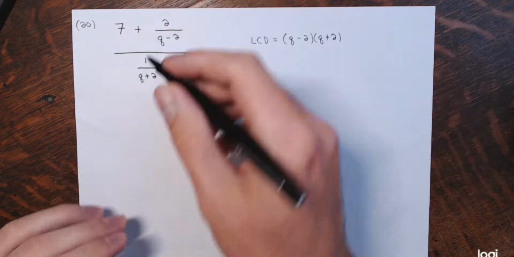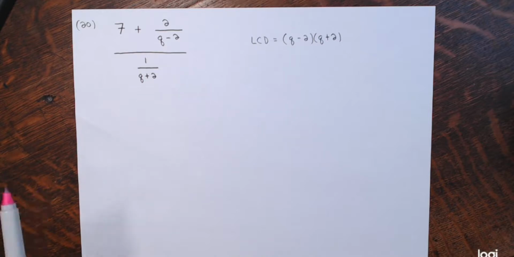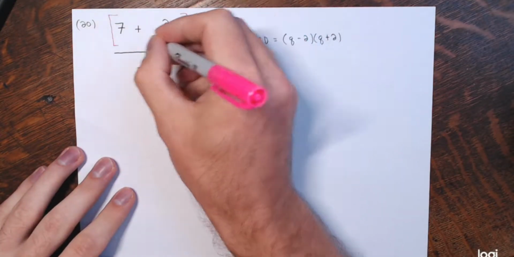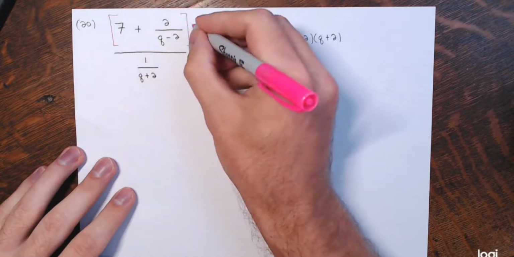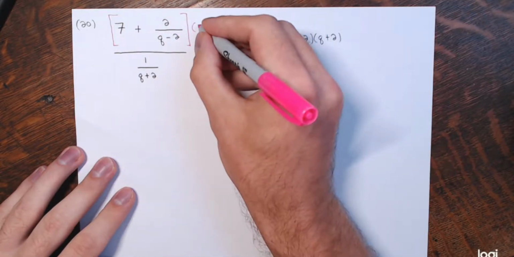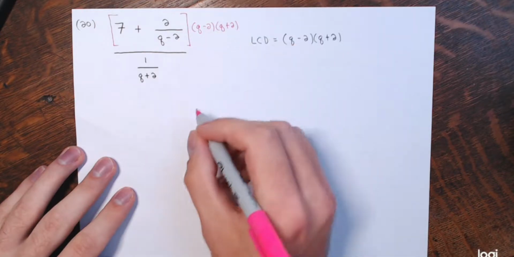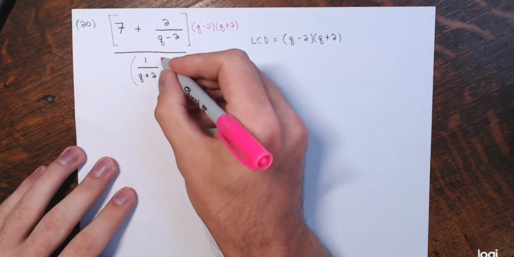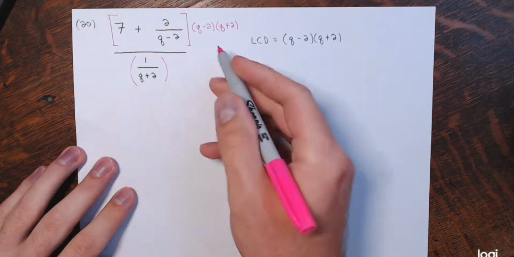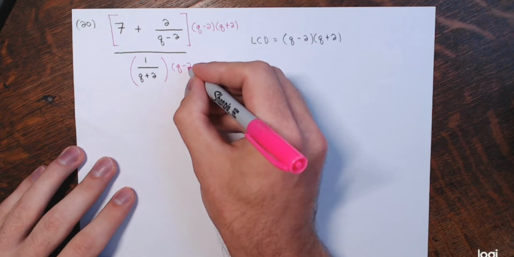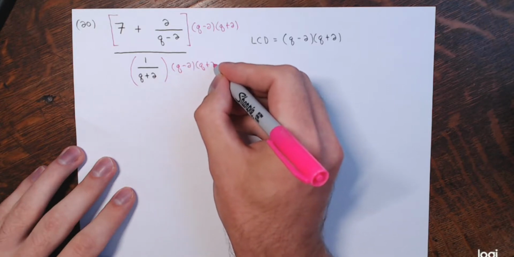Then I multiply the numerator and denominator of this expression by the LCD. Now the numerator has two terms, so I'm going to be distributing the LCD. So I'm multiplying by q minus 2 times q plus 2. And the denominator has just this single fraction, but still multiply the numerator by the LCD, so I also have to multiply the denominator by the LCD, q minus 2 times q plus 2.